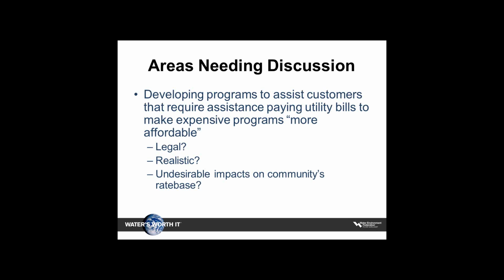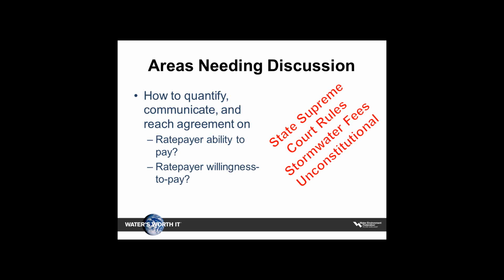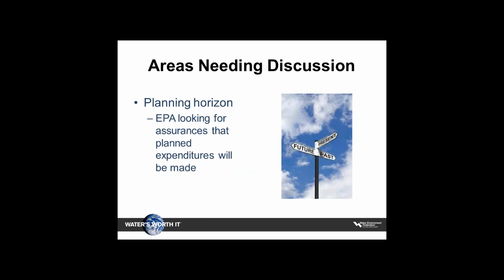It's a lot more complicated than just developing an assistance program. There's also the issue of how to quantify, communicate, and reach agreement on the ratepayer's ability to pay, and to some extent the ratepayer's willingness to pay. We see in many communities that try to implement stormwater utilities to fund stormwater costs that somebody takes them to court and says it's a tax, and recently in Missouri, the state Supreme Court ruled that stormwater fees were unconstitutional. So this is a problem.